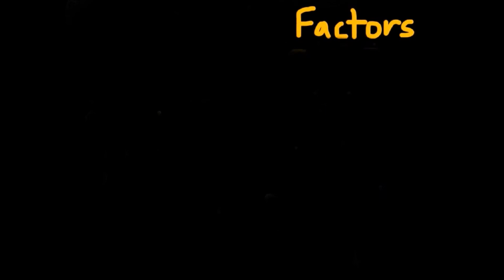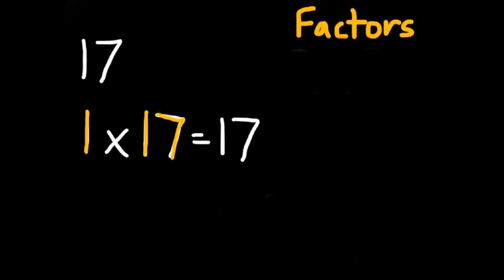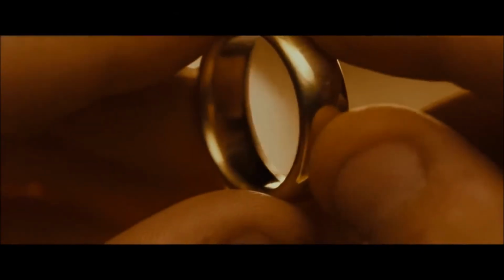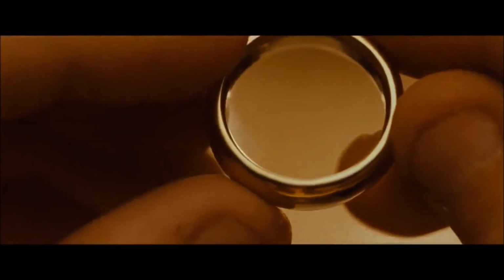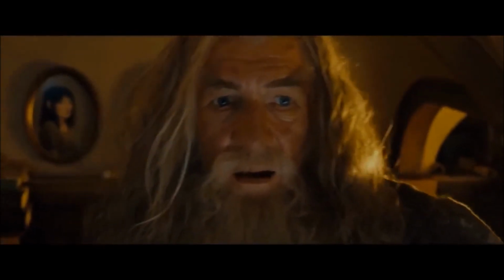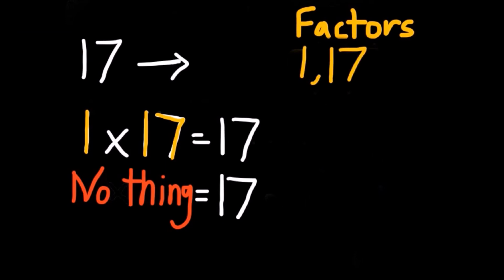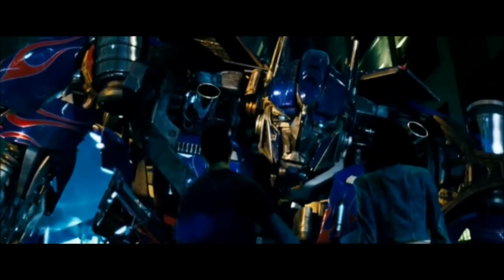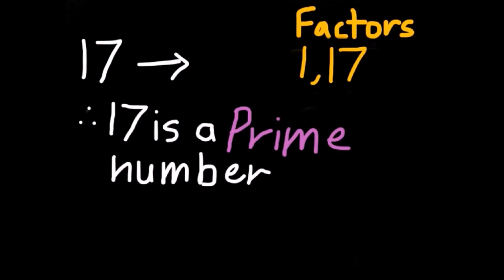Last one, what about 17? Okay, done. So as usual, we got 1 and 17. Then there's... Can you see anything? Nothing. There's nothing else, just 1 and 17. So what does that mean? My name is Prime. And now we've come full circle.